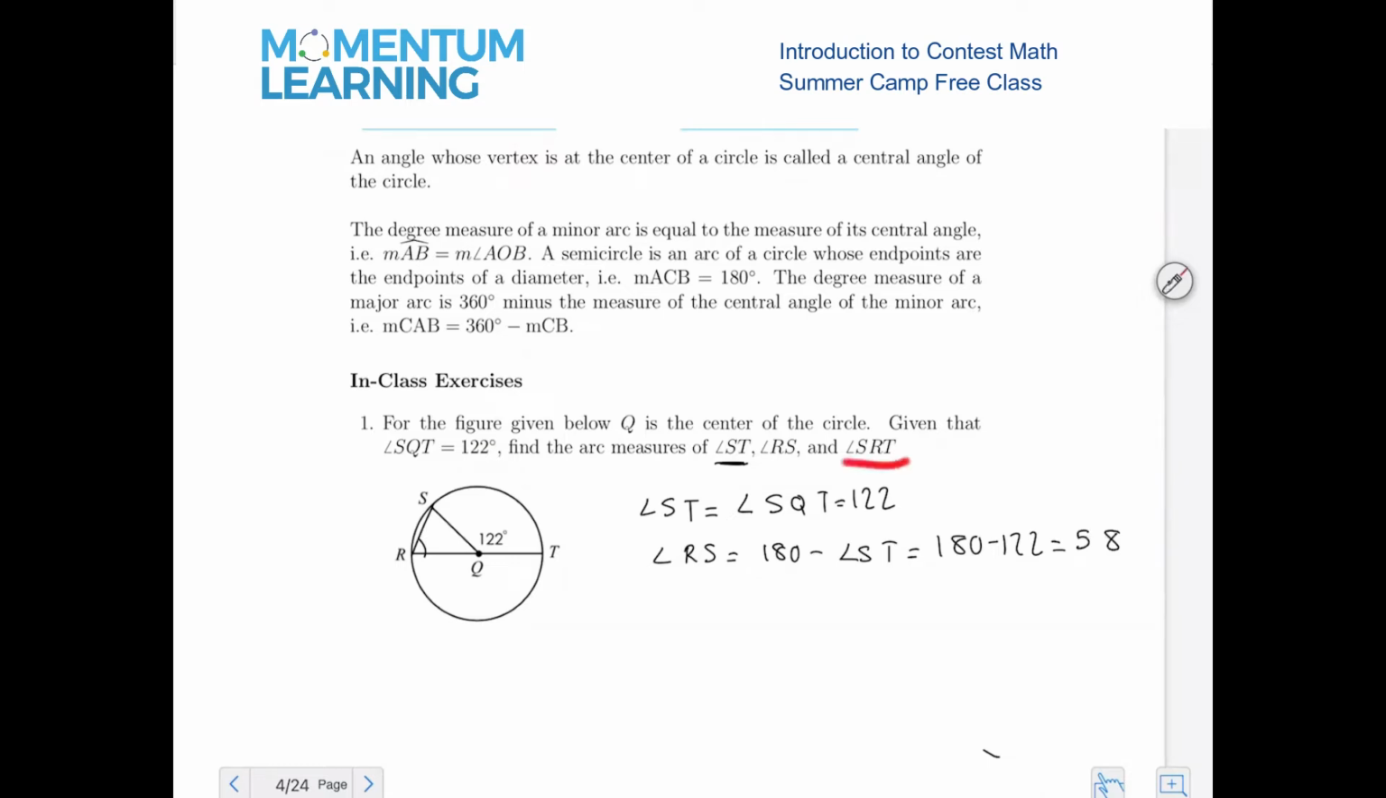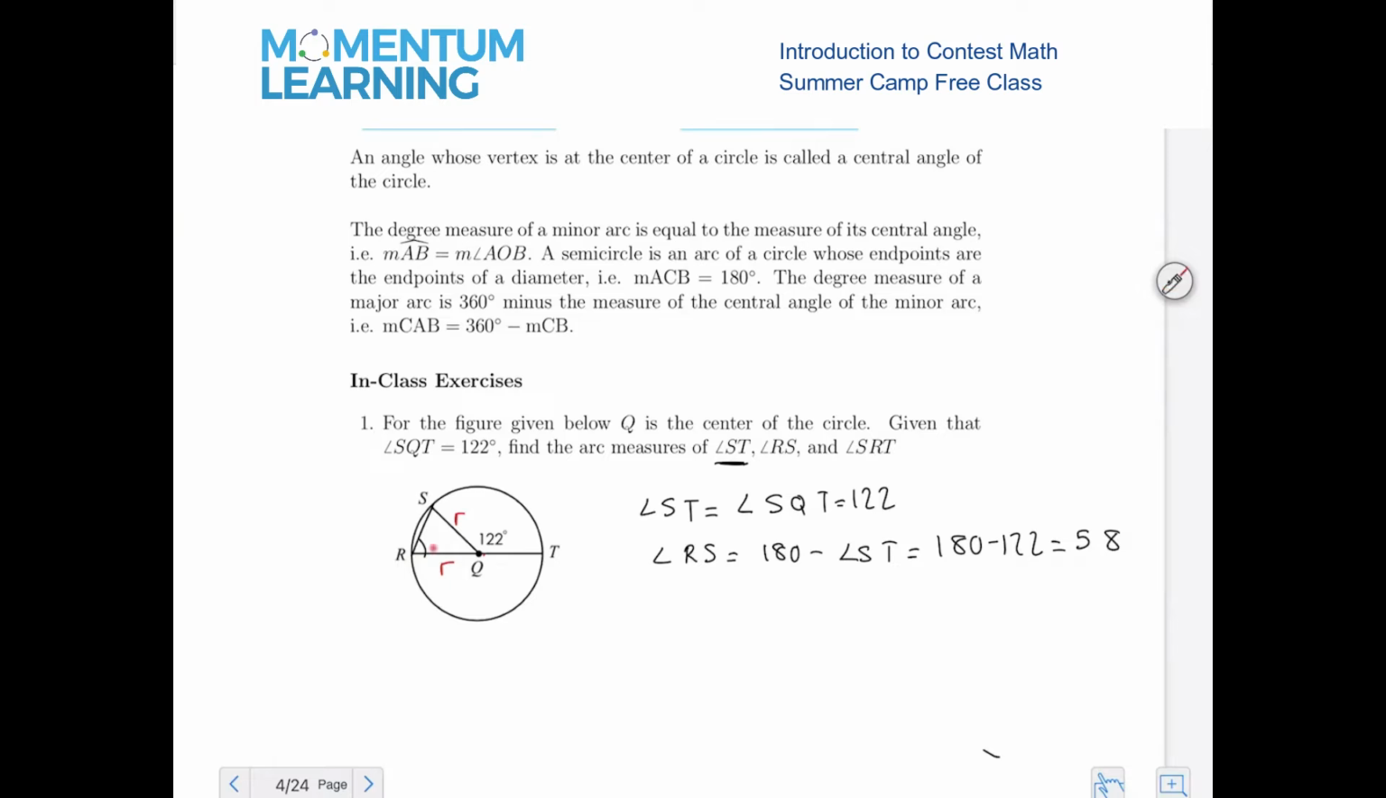Now, this is a little bit more challenging. The question is asking for SRT. You can say that this is not the central angle, and right now we have not learned how to find the angle when our vertex is on the circle. But notice that we don't need that, because QS is a radius, and QR is also a radius. So therefore, SQR is an isosceles triangle.